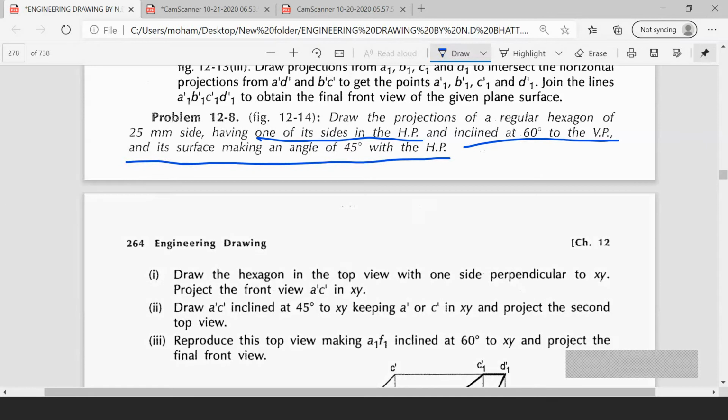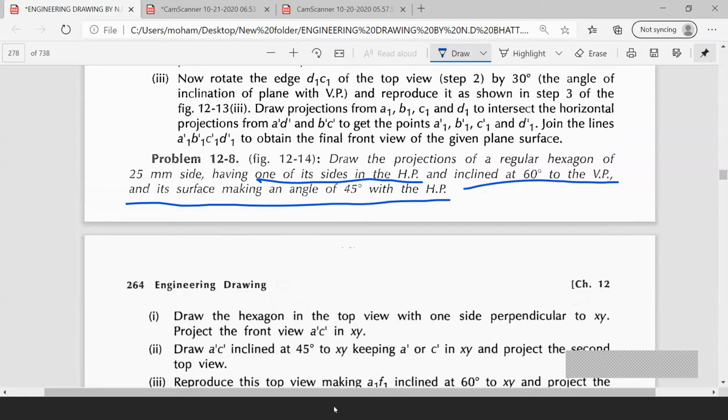Read the question carefully. Draw the projection of a regular hexagon of 25 mm side having one of its sides in the HP and inclined at 60 degrees to VP and its surface making an angle of 45 degrees with HP. Anybody can say where you have to draw the diagram. You know that you will draw the diagram in HP. It has given one of its sides in the HP. Okay, which inclination will you draw first? 60 degrees or 45 degrees?